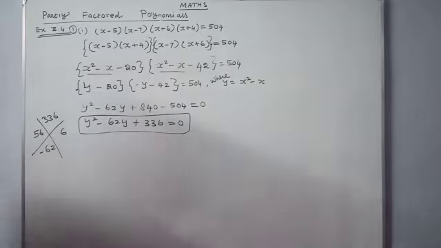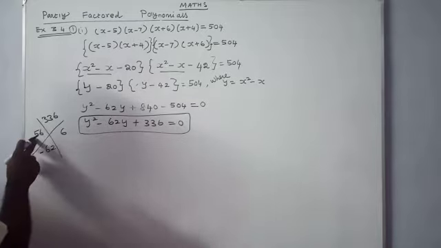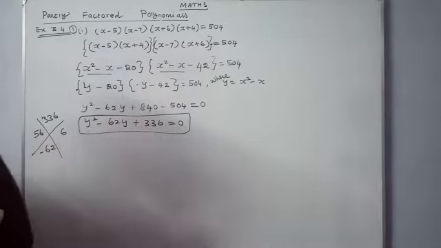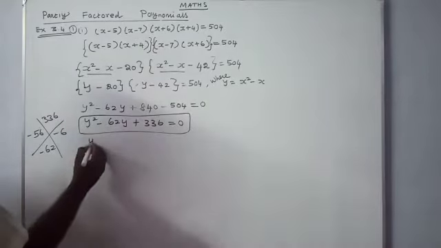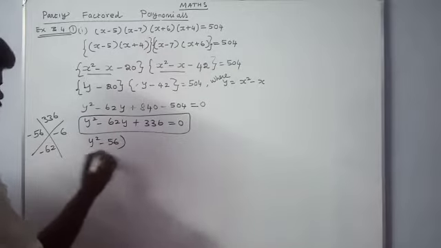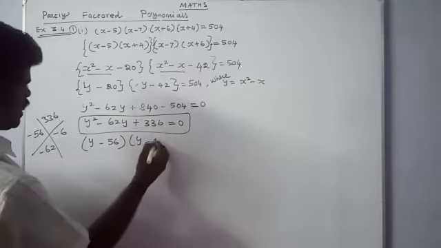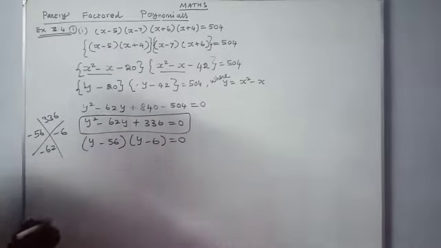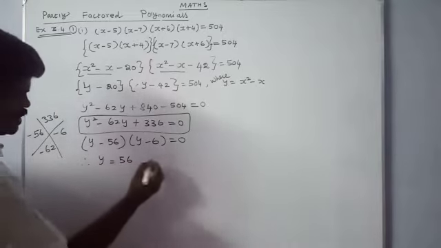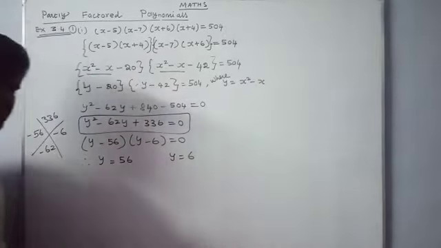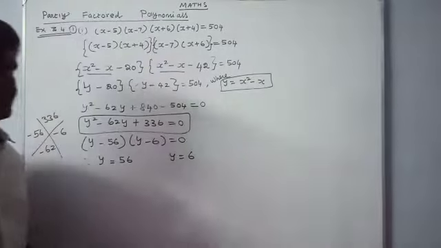56 and 6 we choose. 6 times 6 is 36, and 6 times 5 is 30 plus 3 is 33, and minus 56 minus 6. So the factors are (y minus 56)(y minus 6) equal to 0. These are the two factors. Therefore y equal to 56 and y equal to 6. Already we considered y equal to x squared minus x.